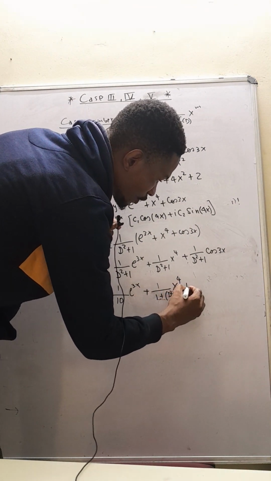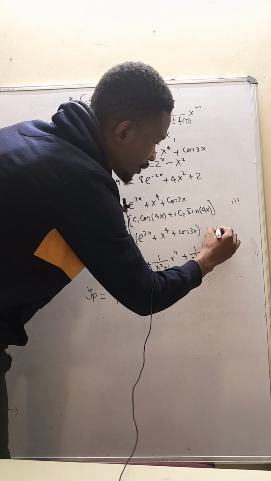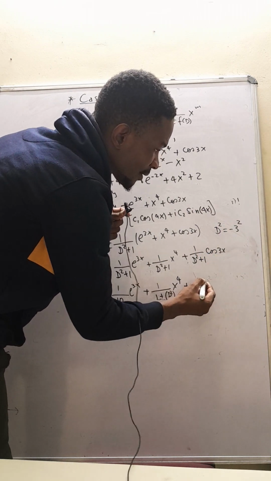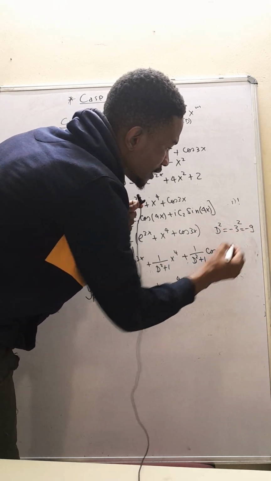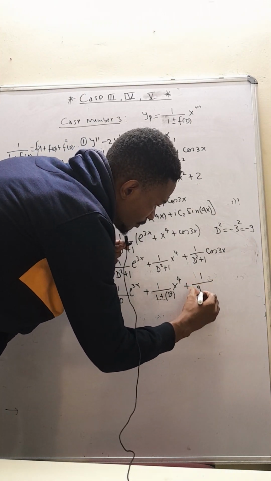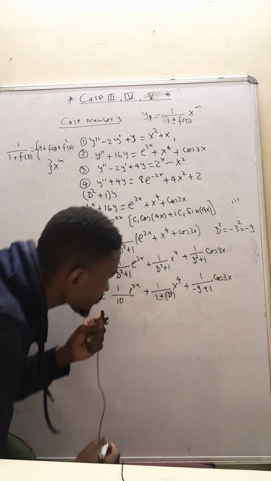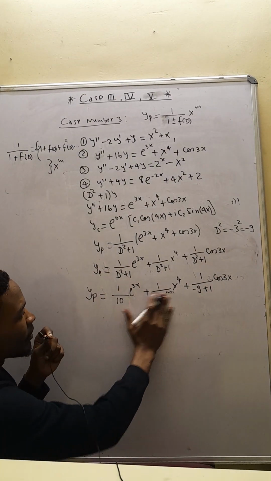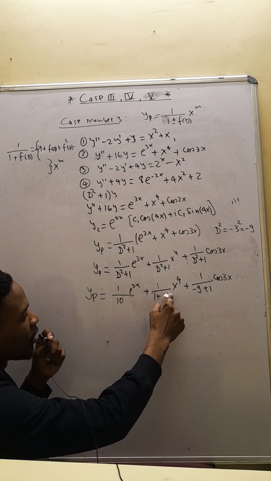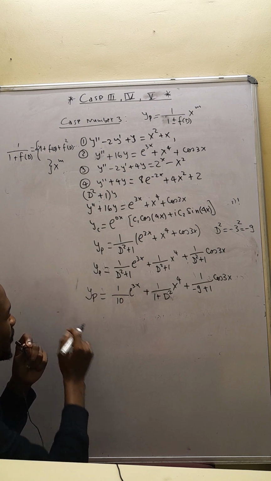So x raised to 4 plus, here the same. You will just take this, and where you find d square, you will put minus 3 square. It means that this will be minus 9. Put here minus 9. So you are going to have 1 minus 9 plus 16 and cos of 3x. So here, then, 1 plus d square.